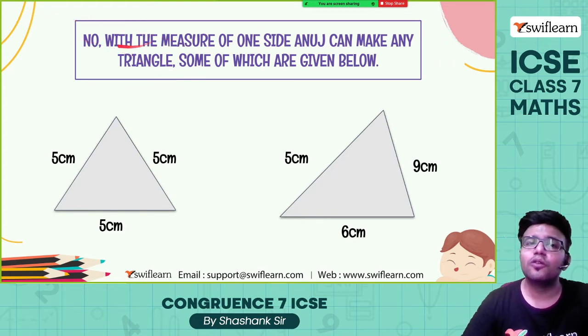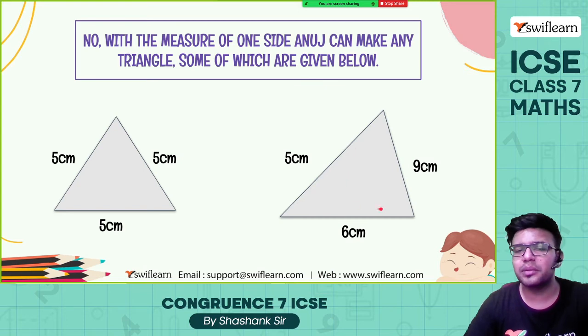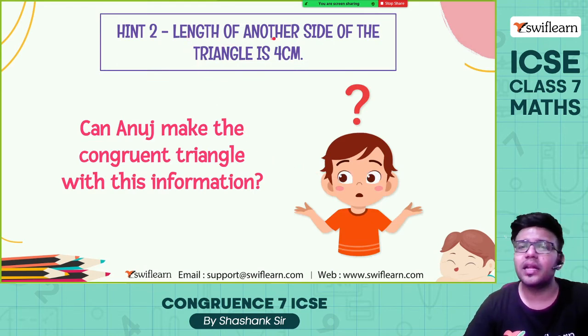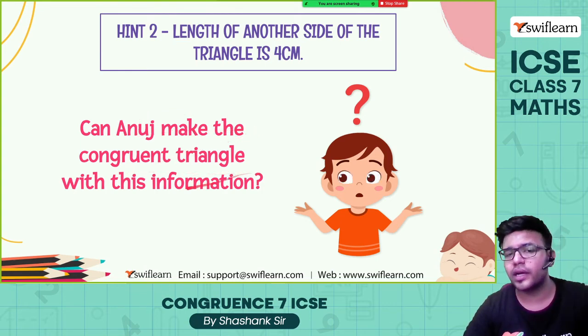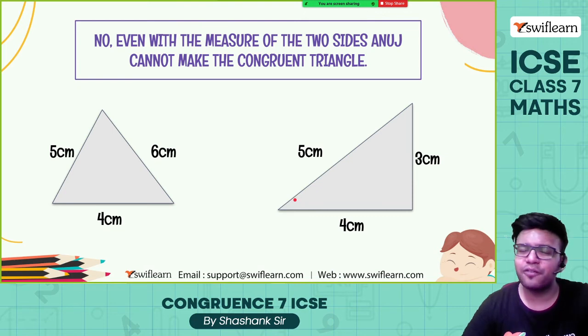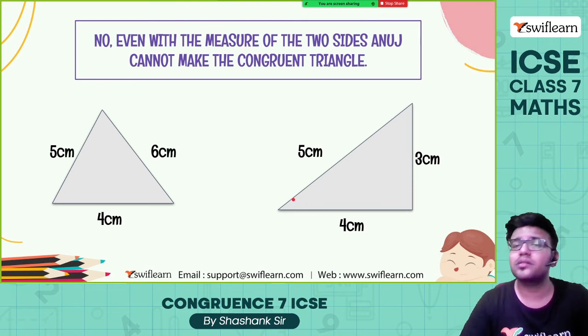Now, with the measure of one side, Anuj can make any triangle, some of which are given below. Any triangle can be made. If 5 centimeters is given, he can make 5-5-5, 5-6-9, or 5-8-7. Okay, hint: the length of another side of the triangle is 4. Can Anuj make a congruent triangle with this information? The third side is free, we can vary the third dimension and make any triangle.